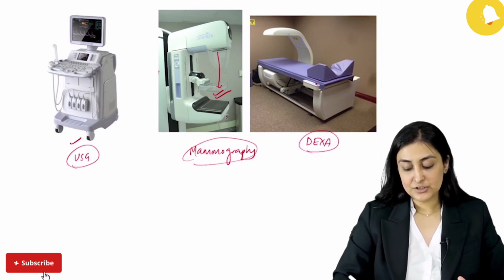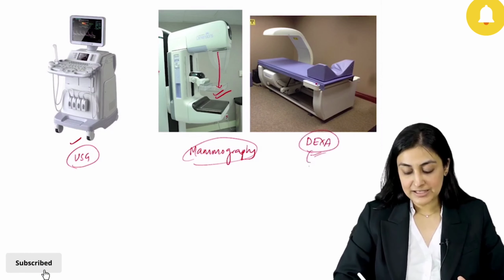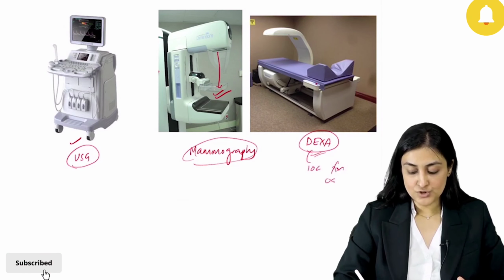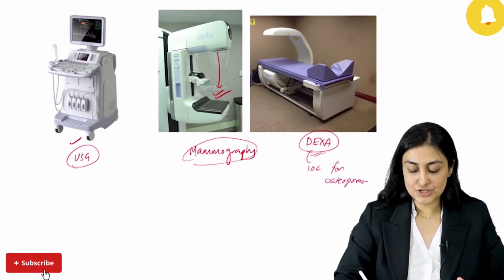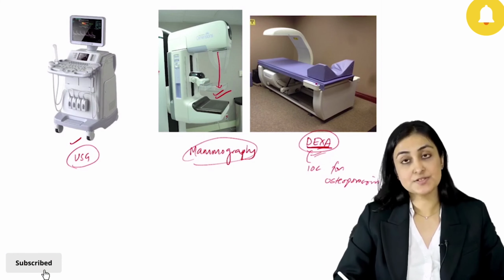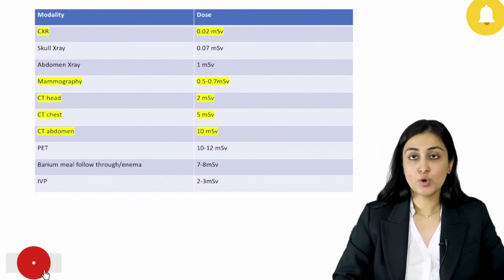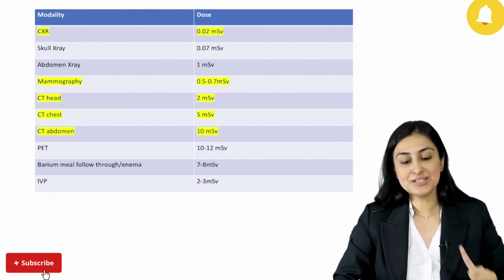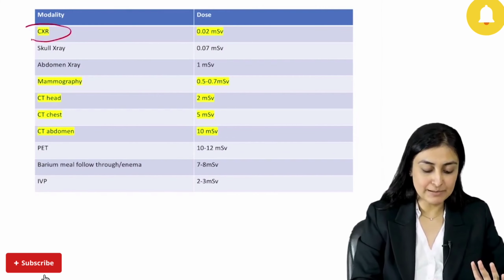Alright, so when you see this kind of an appearance, this is a DEXA scanner, which is the investigation of choice for osteoporosis. So dual energy X-ray absorptiometry for osteoporosis. Finally, talking about a few important radiation values that you need to remember. So now this is the most important one.